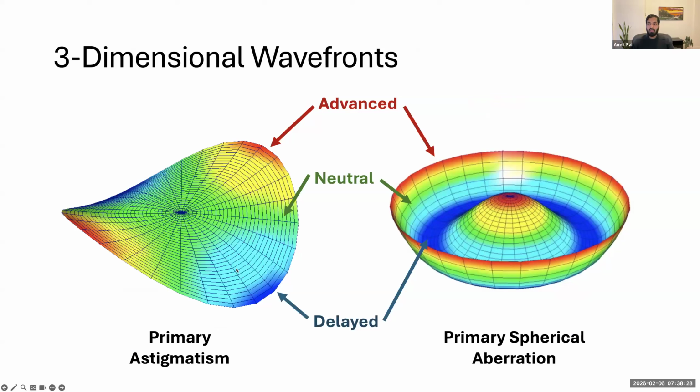While I've been using 2-dimensional representations of the wavefronts so far, these are actually 3-dimensional wavefronts that use color to represent the advanced and delayed areas of the wavefront. In this example, we have primary astigmatism on the left, which kind of looks like a Pringles chip or a saddle shape. And on the right, we have primary spherical aberration, which has this classic sombrero shape. These are some of our most basic building blocks, and they're technically referred to as Zernike modes.